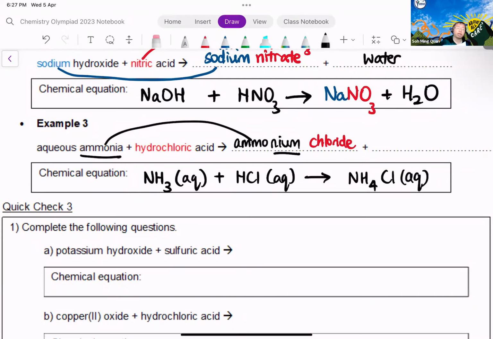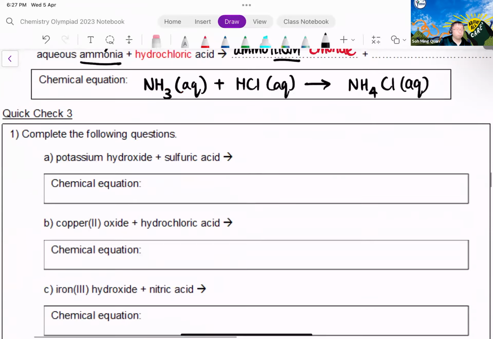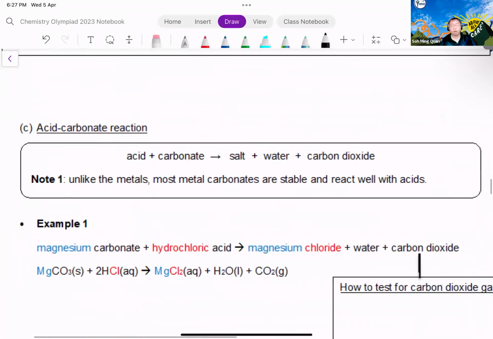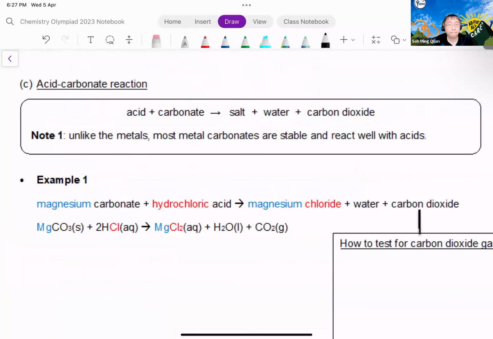So again, please check through and try out quick check 3 yourself so that you can prove that you can balance the equations. Finally, we move to the last reaction for today, which is acids plus carbonates form salt plus water plus carbon dioxide gas.